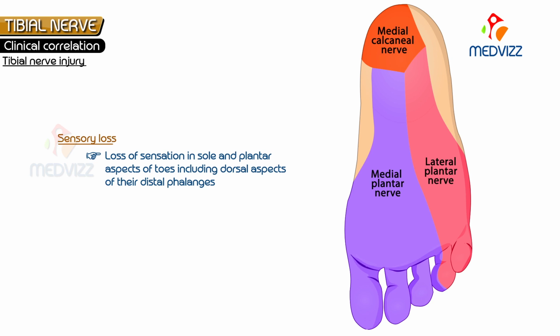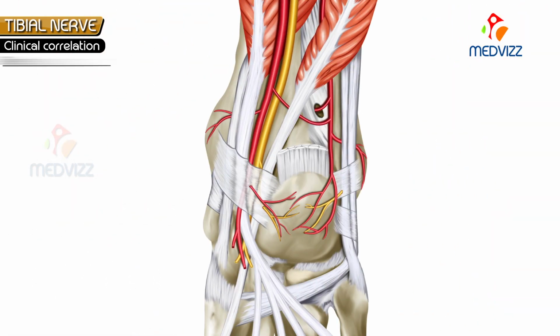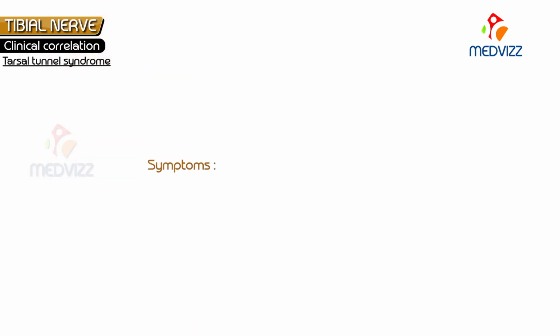After discussing the motor as well as sensory loss, let's discuss a few important points about tarsal tunnel syndrome. Tarsal tunnel syndrome is a compression of the tibial nerve in the osteofibrous tunnel under the flexor retinaculum of the ankle. What are the symptoms? The symptoms are pain and paresthesia in the sole of the foot, and it often becomes worse at night. And by this we completed the tibial nerve, its branches as well as its clinical application.